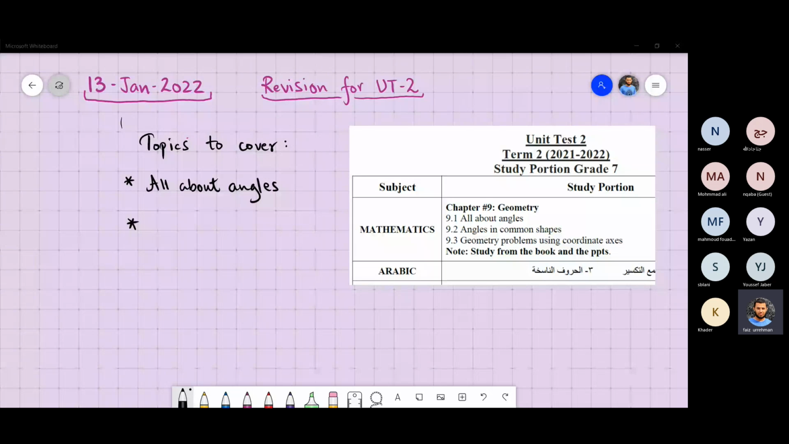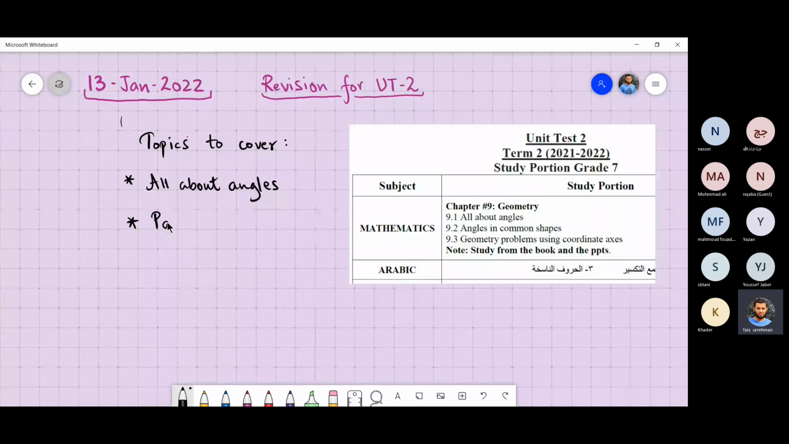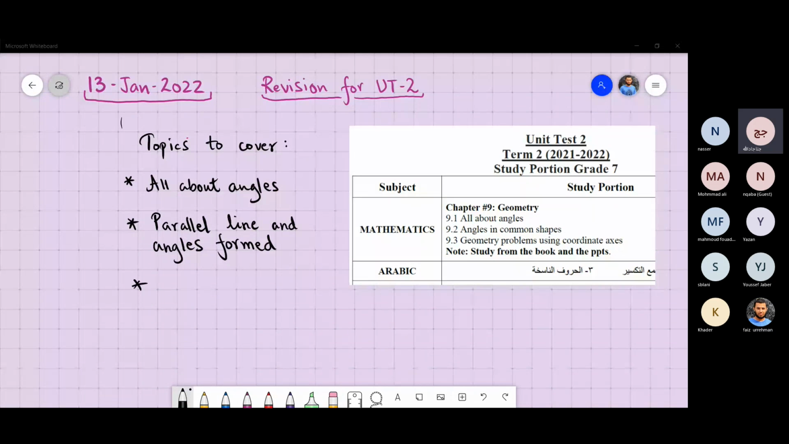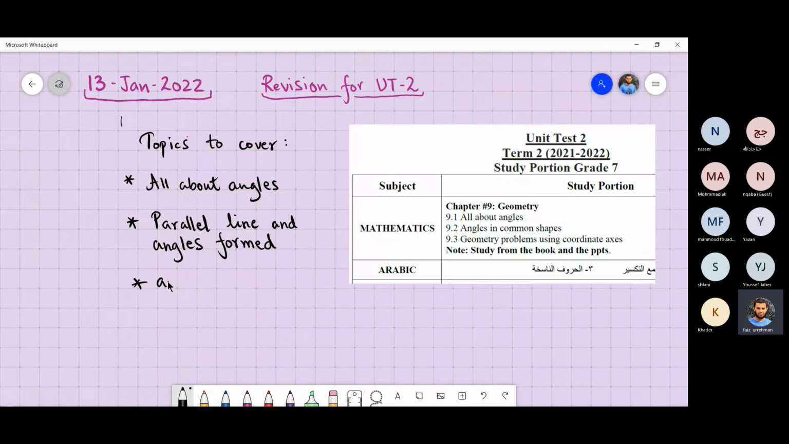Parallel lines. Yes, parallel lines we have to revise. Parallel lines and angles formed. Because in parallel lines, there are many angles formed, right? Like this is a parallel line and this is a transversal. So these types of angles are formed. So this also we will revise. Okay, then what else? All about angles. Angles in common shapes. This one, 9.2, angles in common shapes.